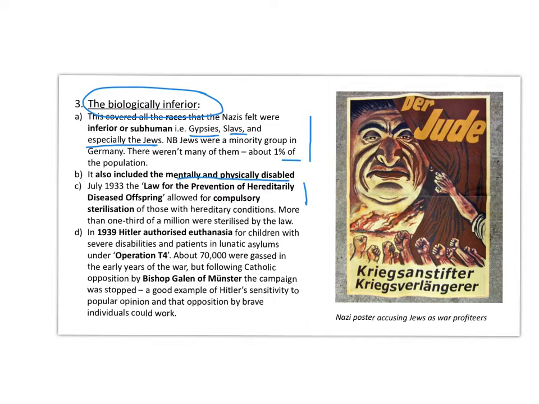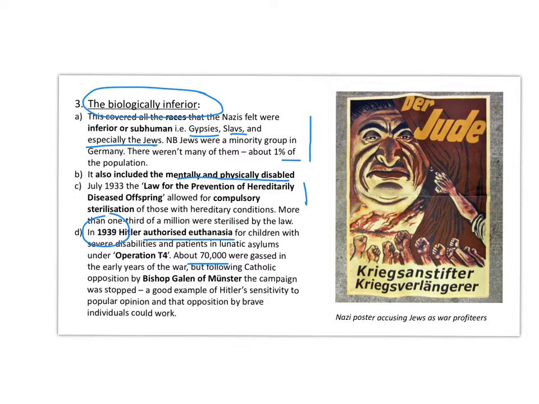Now, in 1939, Hitler authorised euthanasia. Nowadays we would call it mercy killing, but there was nothing merciful about euthanasia at all. It was an absolutely dreadful and shocking policy that was introduced, and it was really the first evidence of what later culminated in what happened in the occupied East with the Holocaust. About 70,000 were gassed in the early years of the war.